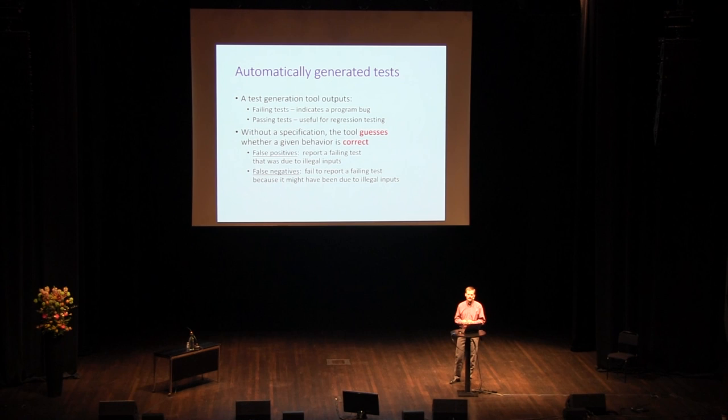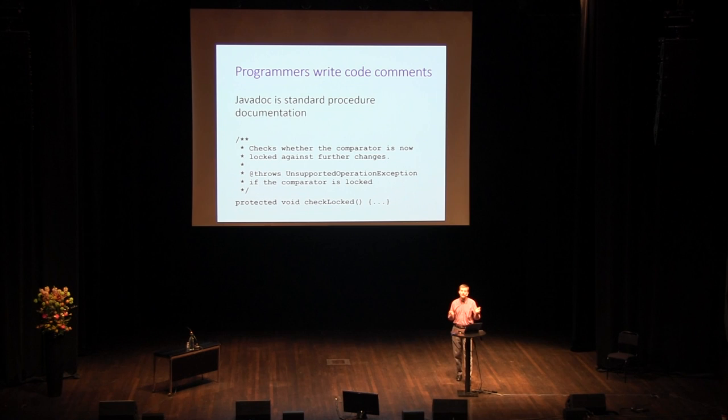Well, by using information that programmers already write. Programmers already write code comments. In fact, I think it's awesome that Java programmers have been indoctrinated to write JavaDoc. The IDE automatically inserts it, and people often write it, not all the time, but often enough to be very useful. Here's an example of a JavaDoc comment. It contains some free text and then a bunch of tags, like @throws. So this says that this throws an unsupported operation exception if the comparator is already locked.